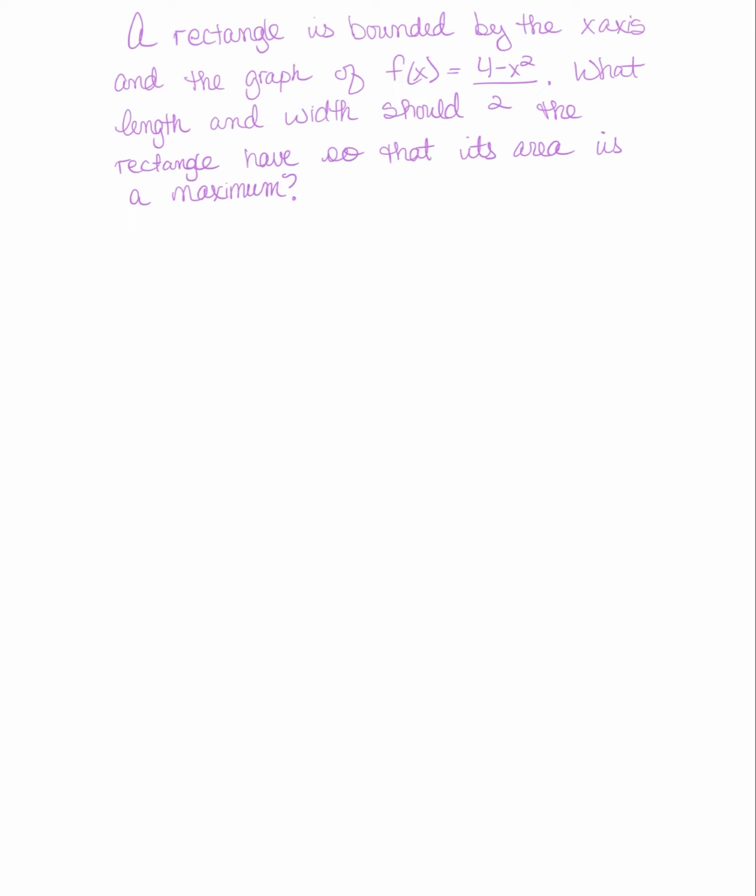So if we have a graph and we don't really know what's going on, it's helpful to graph this. We know that if we have f of x equals 4 minus x squared over 2, and we want to find our y-intercept, we're going to set x equal to 0. So that's going to be f of 0 equals 4 minus 0 divided by 2. That's going to give us 2. So we have a y-intercept at 0, 2.